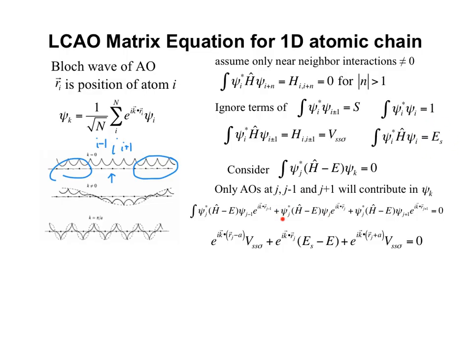And then psi j, the E comes out, and we have the normalization condition, giving us ES minus E times the wave vector e to the I k at Rj. The other neighbor at j plus 1 gives us a similar contribution, including the bond integral VSS sigma again, as we had before. But this time the wave vector part turns into e to the I k dot Rj plus a, the distance between atoms.